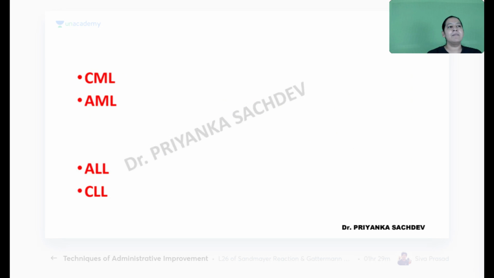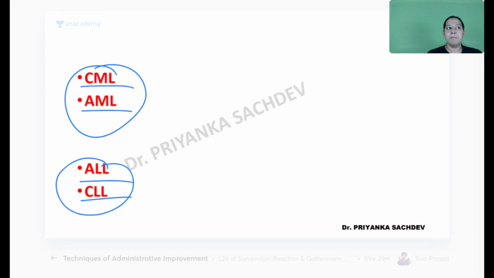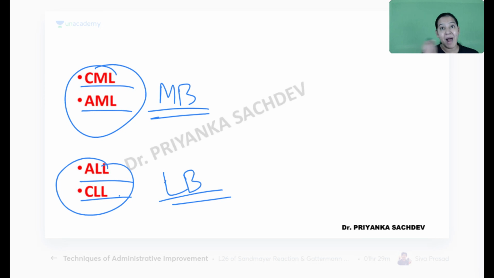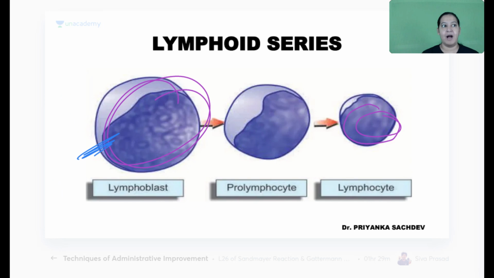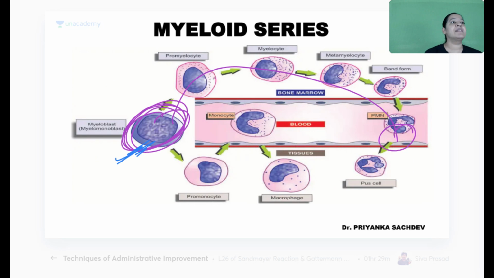Now see, there are 4 types of leukemias: myeloid, CML, AML, and lymphoid, ALL and CLL. In myeloid leukemia, the patient will have abundant myeloblasts in the blood. And in lymphoid leukemia, patients will have abundant lymphoblasts in the blood. So depending on which blast is present in the blood, we characterize the type of leukemia, whether it is lymphoblast from the lymphoid series, or myeloblast from the myeloid series.